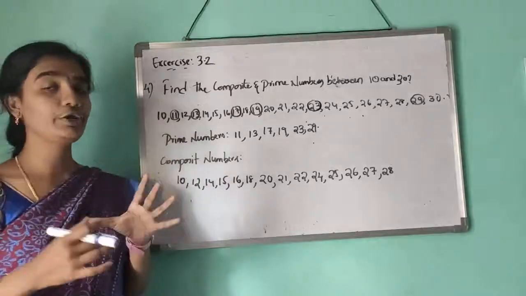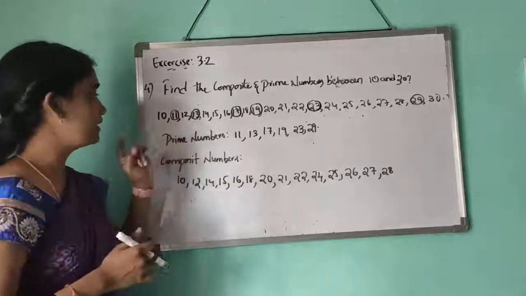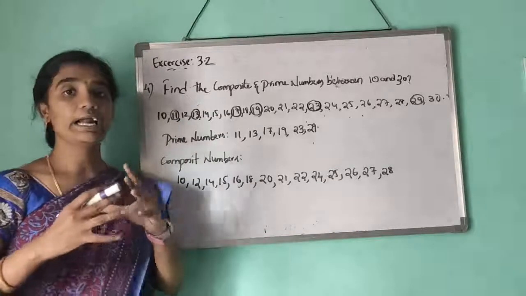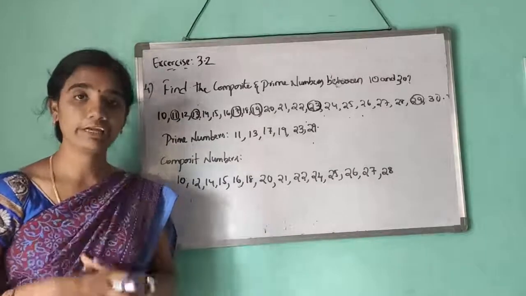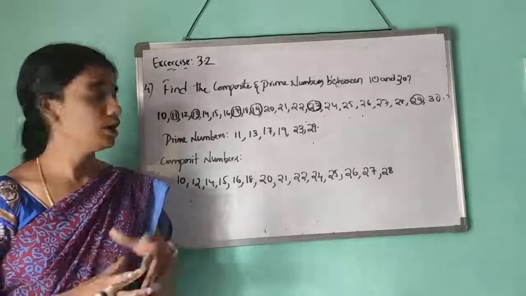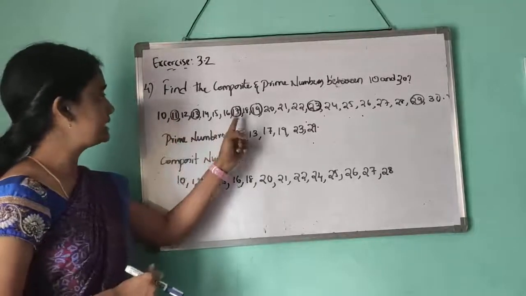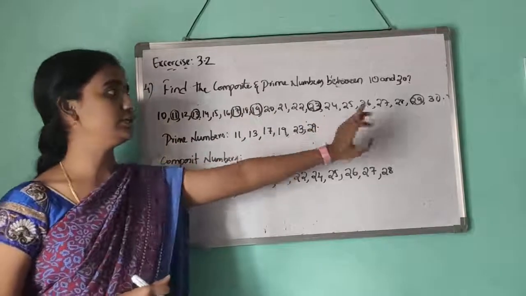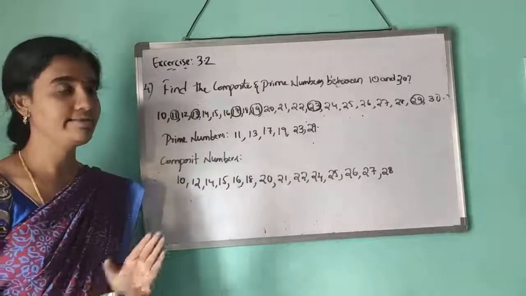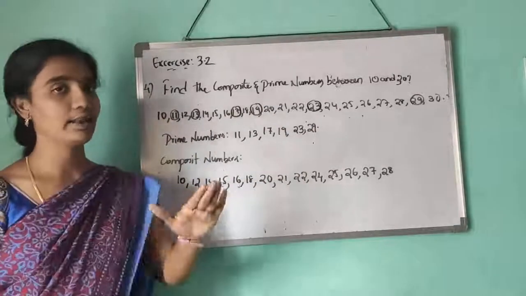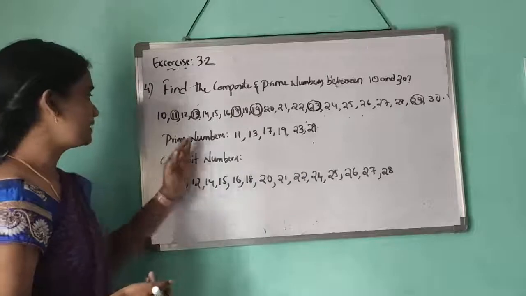So it has a unique identity, that is 11. It is only divisible by the 11 table. It is not divisible by any other table. 11, 13, 17, 19, 23, 29. They have the unique identity. They are not divisible by any other numbers. These are the prime numbers.